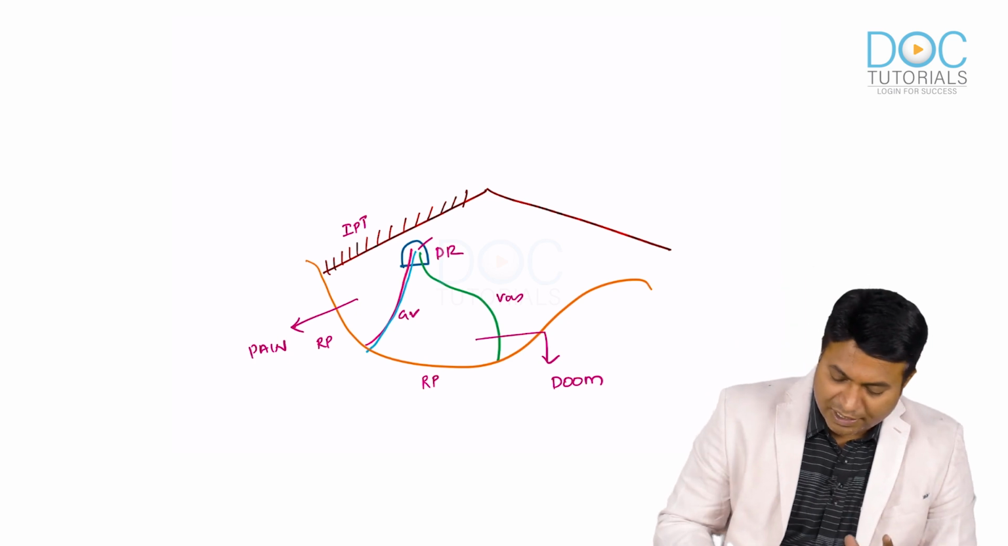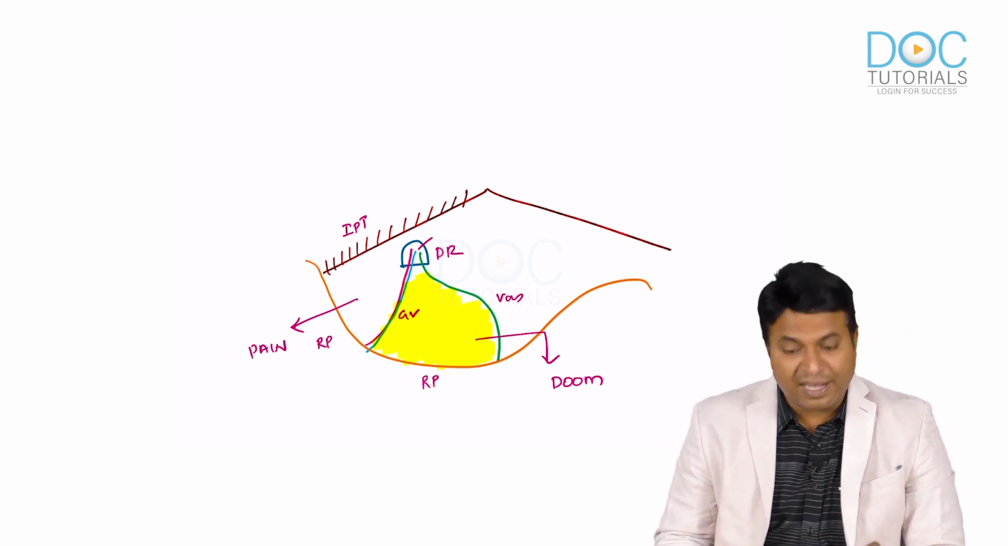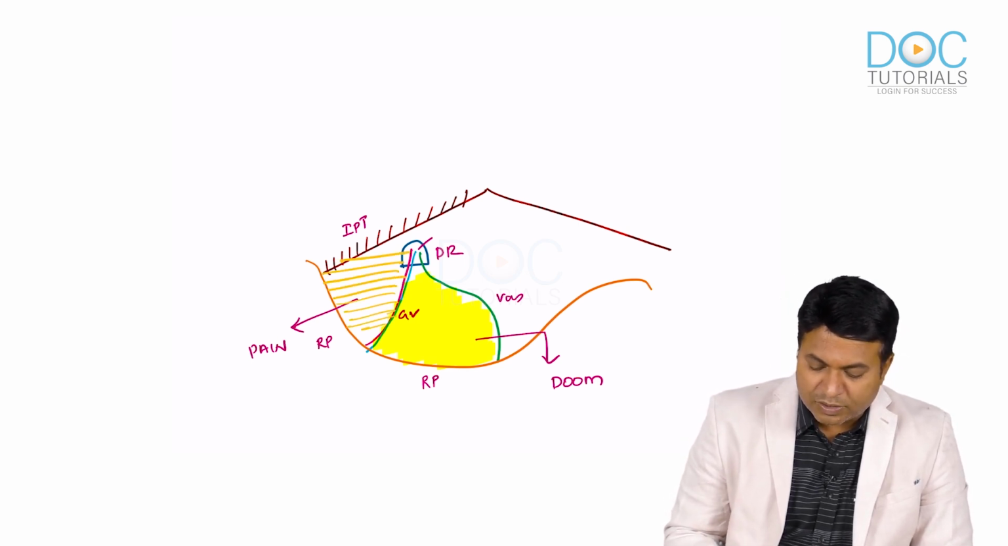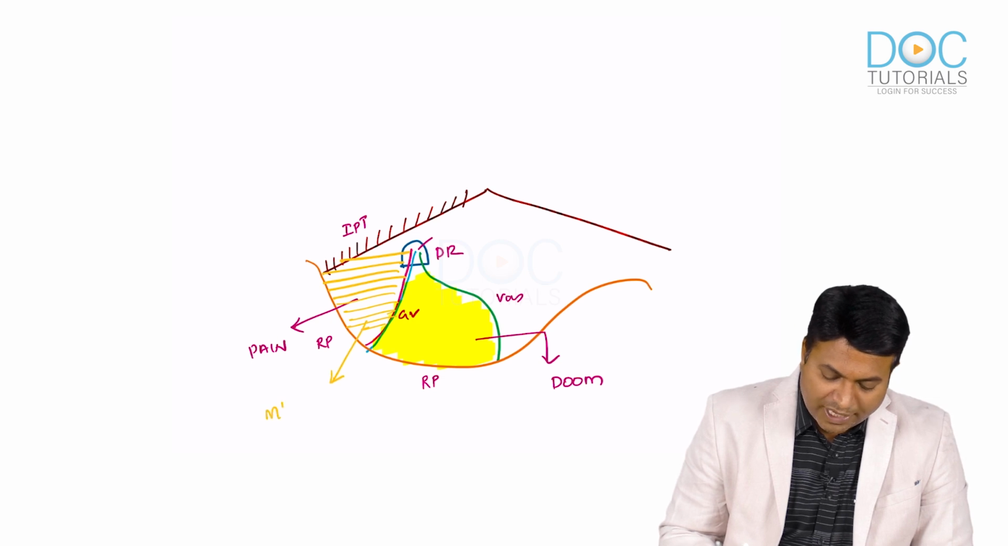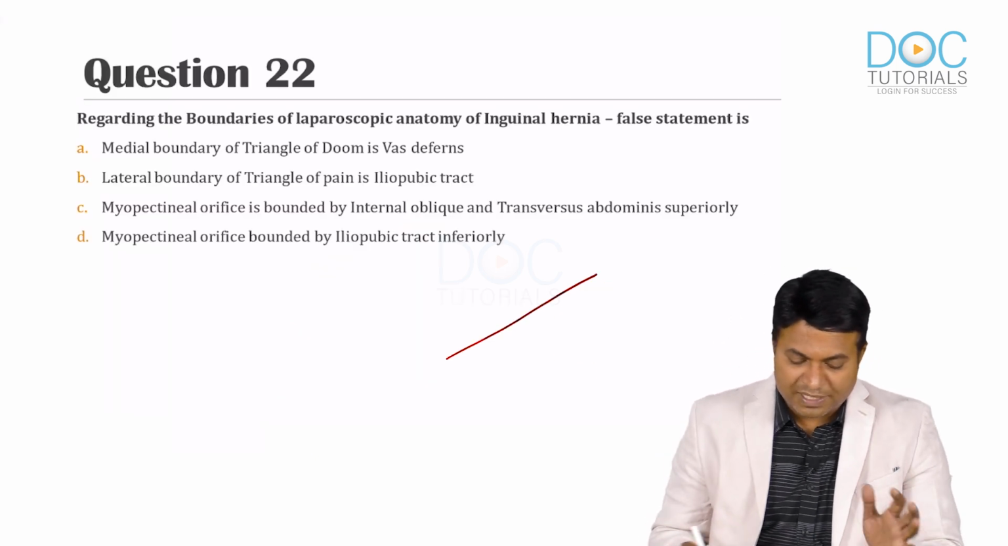So, this is a very clear-cut question repeatedly asked. In this triangle of doom, you have external iliac artery and external iliac vein. And in this triangle of pain, we have all the important nerves. The most common nerve to get injured is the lateral cutaneous nerve during laparoscopic hernia repair. So this question, first 2 points, please understand.